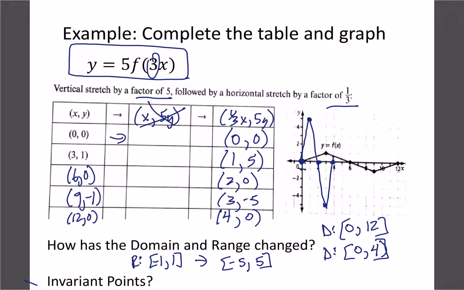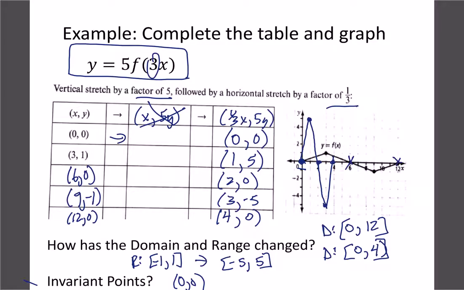And the last point I have on here is what's the invariant point. You can see the only point that didn't change in the graph is the origin, 0, 0. Every other coordinate is either moved left by cutting it in a third, or they went up and down by stretching it. Even though these two are still on the x-axis, the 2 and the 4, they had moved from their original location, so they are no longer invariant.